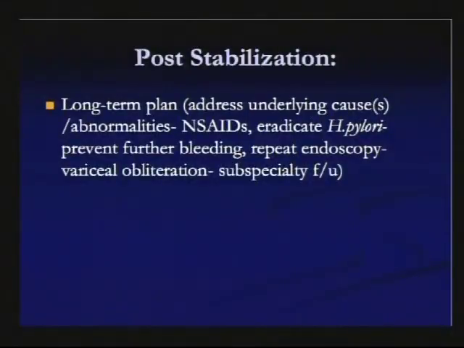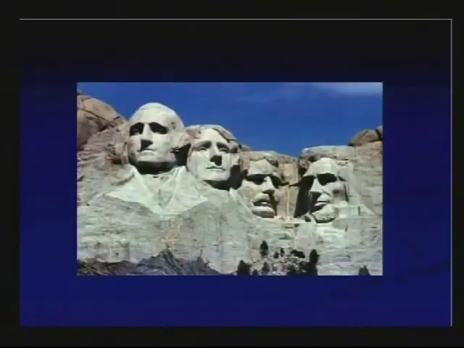And then long-term plan, what do we need to do for this patient? Does he have H. pylori that needs to be eradicated? Is this patient cirrhotic, needs to be on beta blockade, and has to come back for repeat endoscopy for variceal obliteration? Whether the patient needs to follow up with some specialty, is it a bleeding diathesis and he needs to see hematology? Any questions? Am I going too fast?